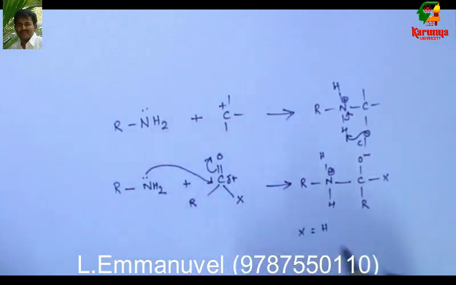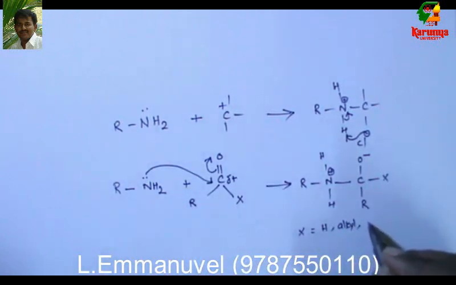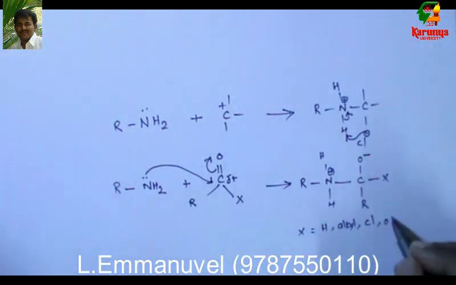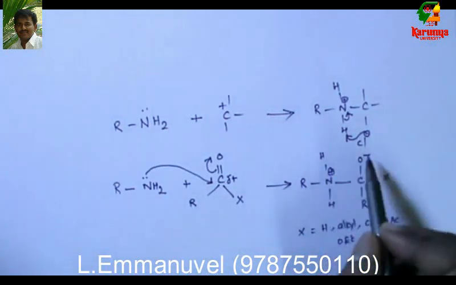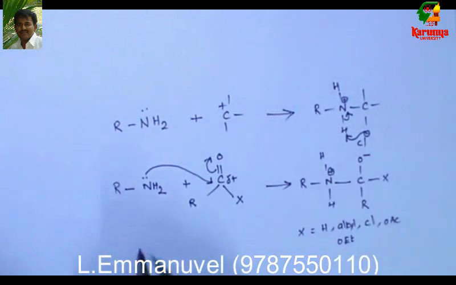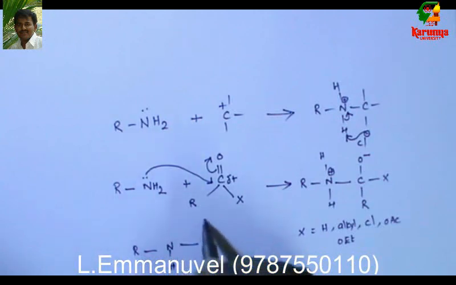So the functional group is an aldehyde. It may be alkyl or aryl, so it may be a ketone. It may be a halogen like Cl or Br. Cl is the most common, so acid chloride, or it may be acetate, that is acetic anhydride, or it may be OEt, so it is an ester. So now, since there is a plus charge, this O minus takes that proton, and what we get is NH, COH, X and R.